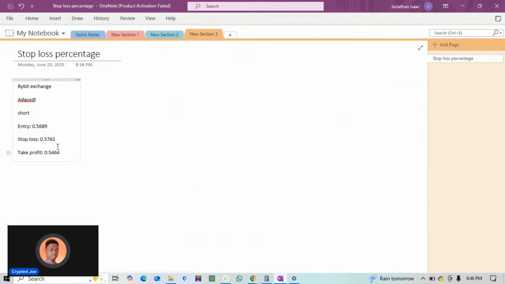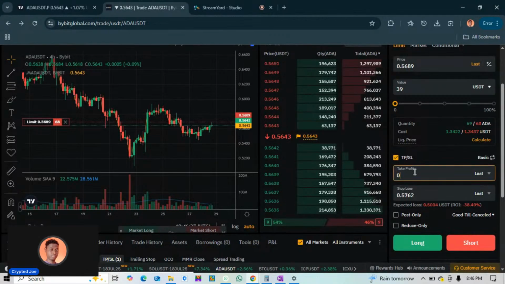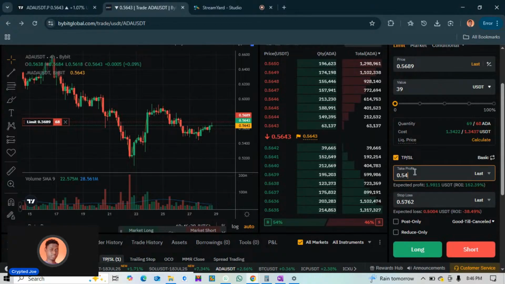So that take profit will be based on your risk reward ratio on your TradingView. I know some of us are conversant with risk reward ratio, the amount you are risking over the amount you get. So take profit 0.5464. You see now you are risking 0.5.